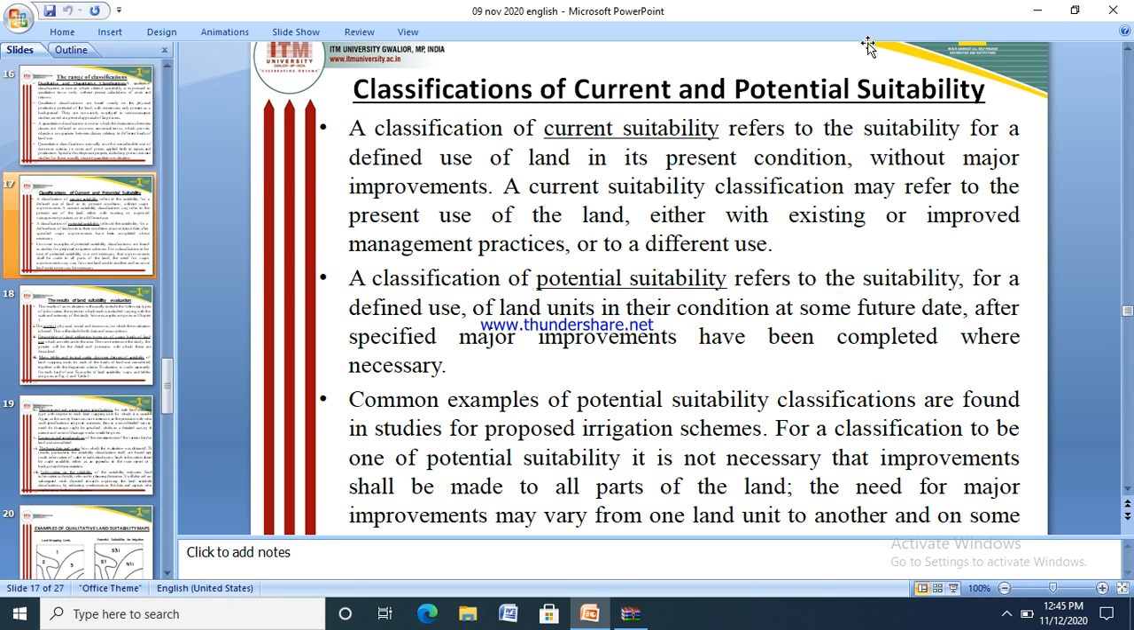Classification of current and potential suitability. A classification of current suitability refers to the suitability for a defined use of the land in its present condition. A classification of potential suitability refers to the suitability for a defined use of land units in their condition at some future date after specified improvements. A common example of the potential suitability classification is found in studies for proposed irrigation schemes.